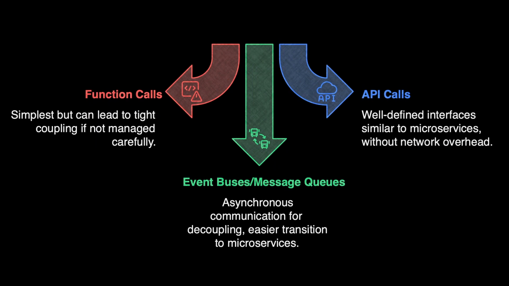How do these independent modules talk to each other within the same application? Several approaches exist. Function calls. Overuse can lead to tight coupling if not carefully managed. Some suggest treating these calls as internal API interactions. API calls. Modules can interact through well-defined interfaces, similar to how microservices communicate via APIs, but without the network overhead. Event buses or message queues. Asynchronous communication, using in-memory event buses or message queues, can further decouple modules. When transitioning to microservices, this can make it easier to move to external message brokers.